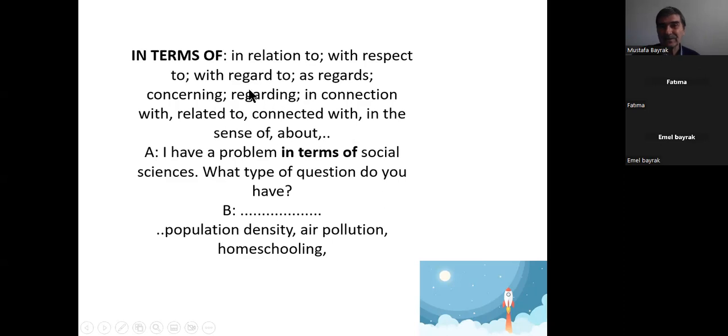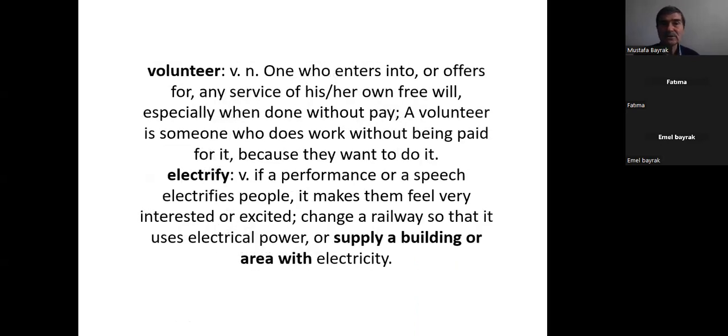But there, do you see the richness here? Okay, all of them are possible. We can use all of them in place of about. Yes. Okay. What type of question do you have? I have a question in connection with diversity of plants. Yes.